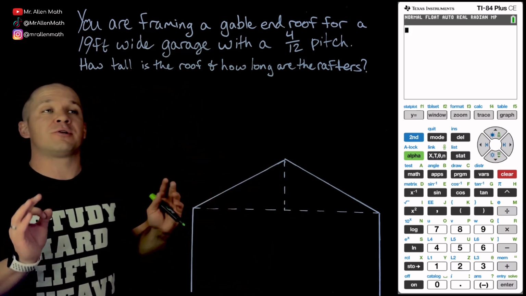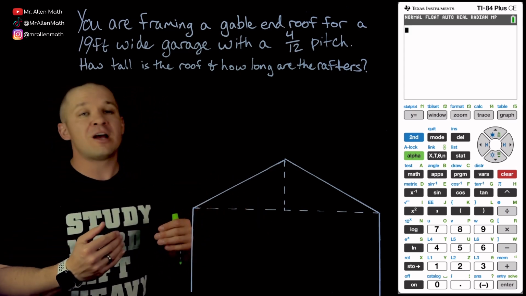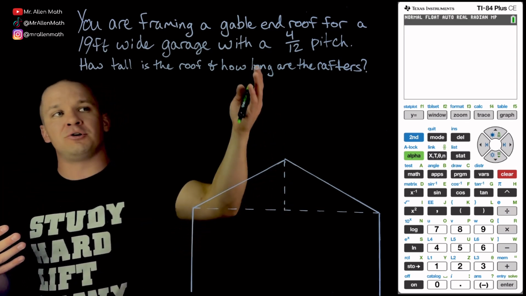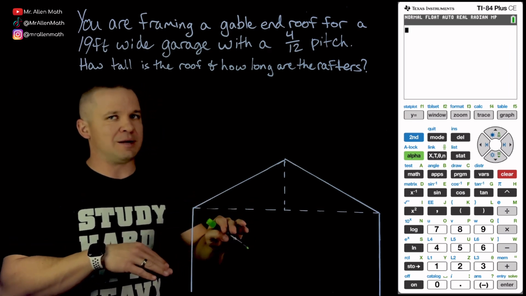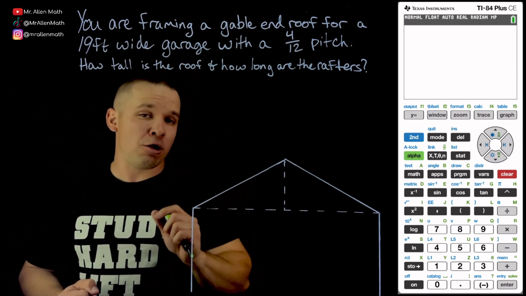For those of you unfamiliar with construction, our common roof pitches are always over 12. They always have a run of 12. Even if you can simplify them like you would in math class down to, what would that be, 1/3, we keep it as 4/12. That way it's always the same denominator. Now our question is, how tall is the roof and how long are the rafters?